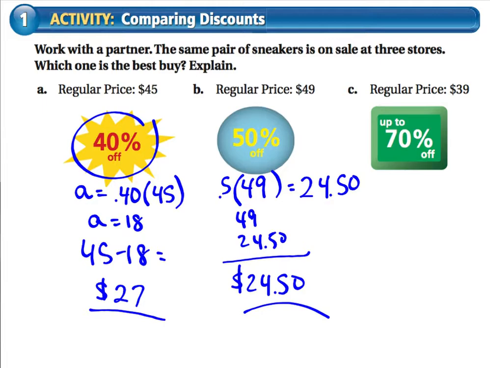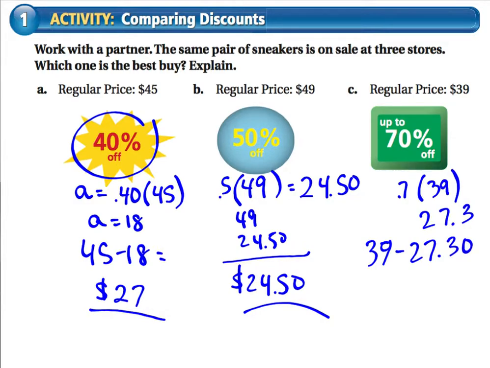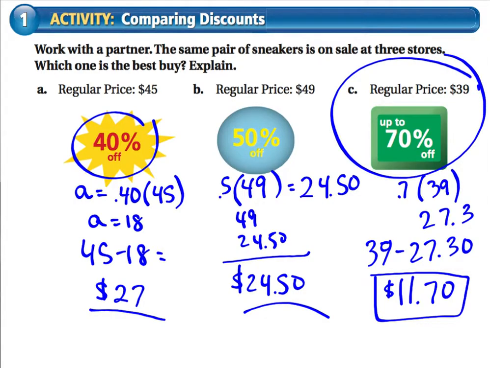The regular price is $39, and we can get up to 70% off. So 0.7 times 39 is $27.30. If we take the $39 and subtract off the $27.30, 39 minus $27.30, that's $11.70. The best deal by a long shot is the third store with the 70% off.